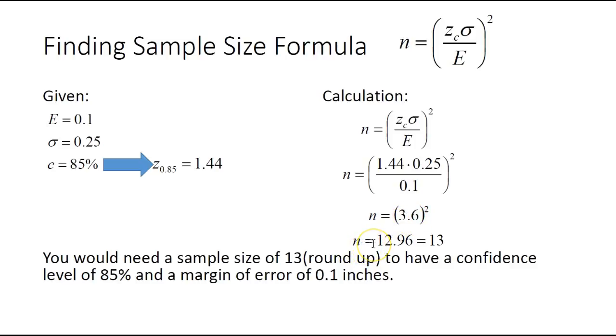Here with n, since n is a sample size, that should be a whole number. And you should always round up if you don't get a whole number, because you can't have 12.96 soccer balls. And if you had 12 soccer balls, the error would not be within that range. So round it up. It'll give you a little bit of extra wiggle room, but it'll give you a whole number which will make sense. Okay, thank you.